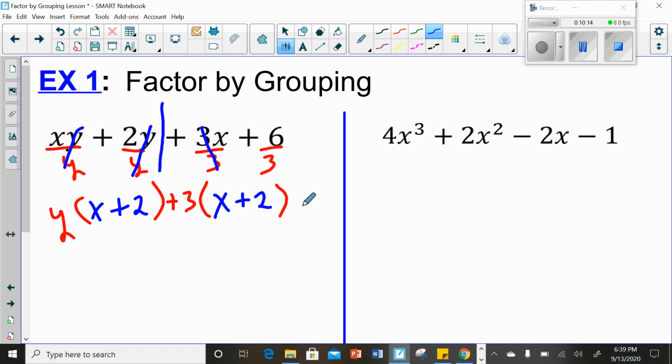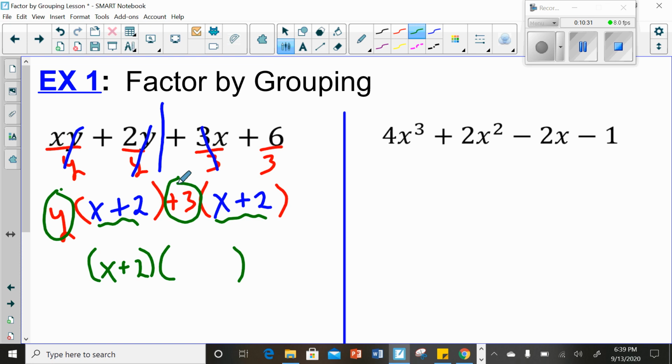So they have an x plus 2 in common. So we are going to factor this x plus 2 out in front of parentheses because technically we're dividing it out. And so we're taking it away. And so what's left over when we take away the x plus 2's is this y and plus 3. So that's going to go in the empty parentheses behind. You get y plus 3.